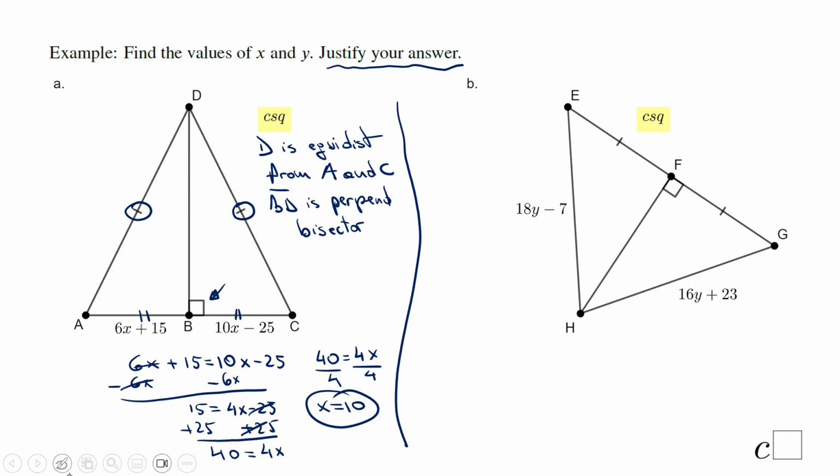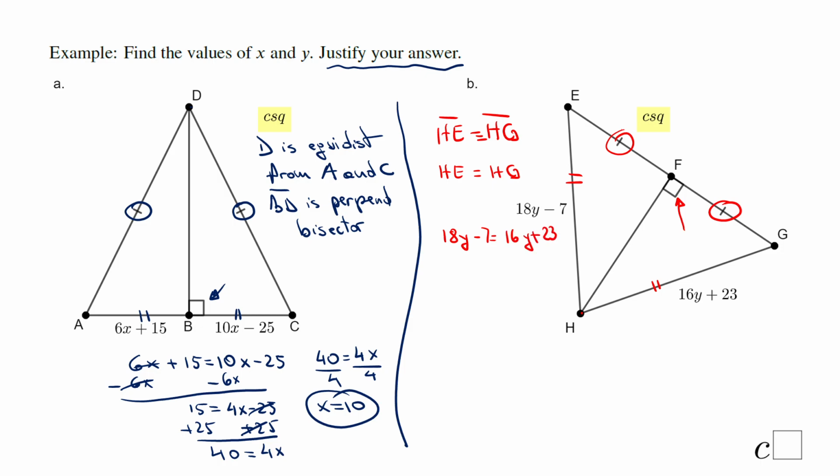Let's take a look at B. B, I think, is very similar. We notice these two segments are congruent. This is a right angle, so obviously HF is the perpendicular bisector. So this point H is equidistant from E and G. So I'm going to write here HE congruent, let me mark them in the picture also, with HG, because point H is equidistant from the endpoints. So HE equals HG, which means 18y minus 7 equals 16y plus 23. This is the algebra of this problem. And like I said, the geometry is the fact that we have a perpendicular bisector in the picture. I'm going to subtract 16y here.